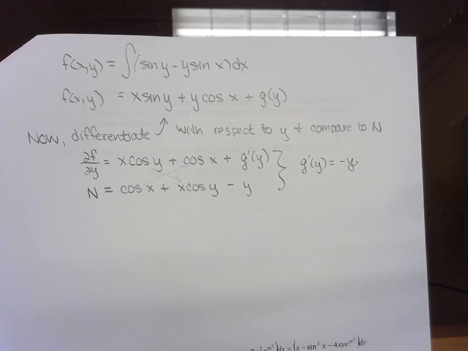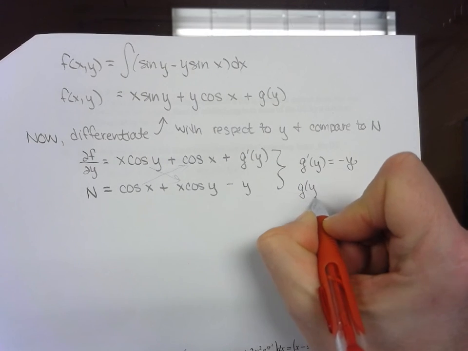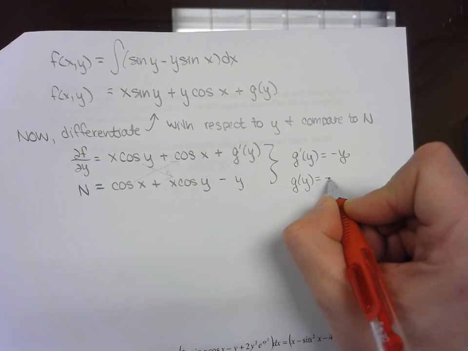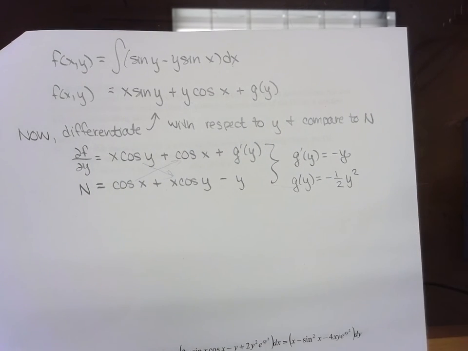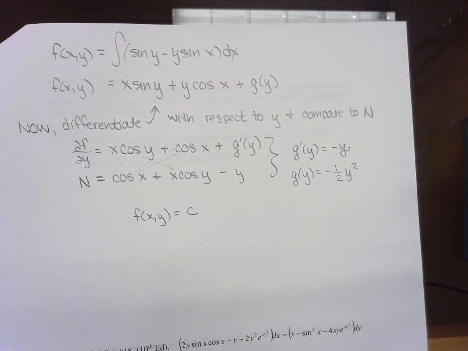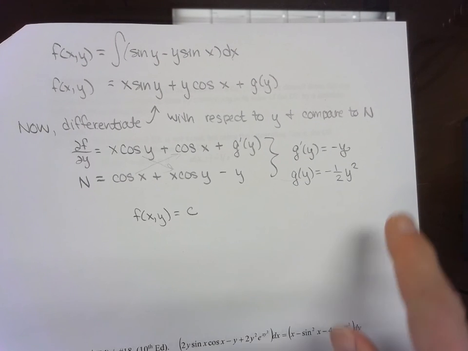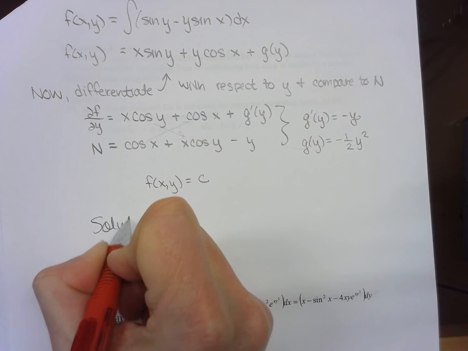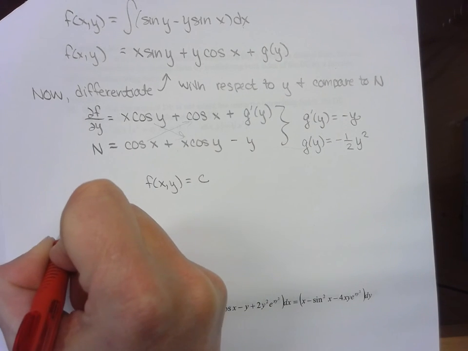So if g prime of y is negative y, then what's g of y? Negative y squared over 2, or negative 1/2 y squared. And you can do a plus c if you want, but we're already setting it equal to a constant on the right-hand side. Remember, what we were doing was looking for this f of x, y equals a constant. So if you want to add a c here, that's fine, but we're going to combine all of the constants over on the right-hand side.